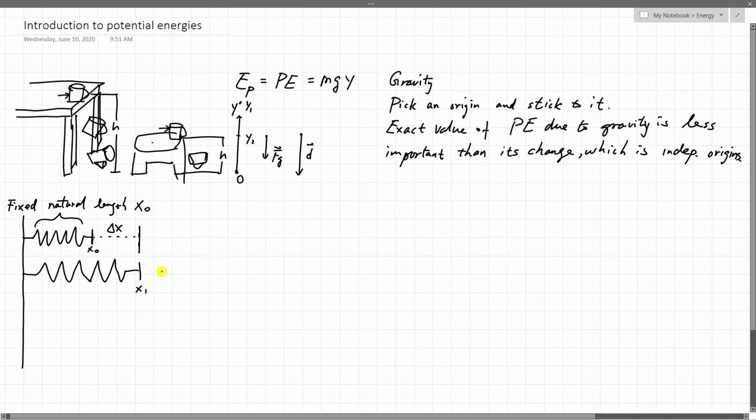And the energy here, EP, the potential energy due to a compressed spring, is related to the spring's own property, K, which is the spring constant, and this delta x, but we square the delta x. So the K here is called the spring constant.